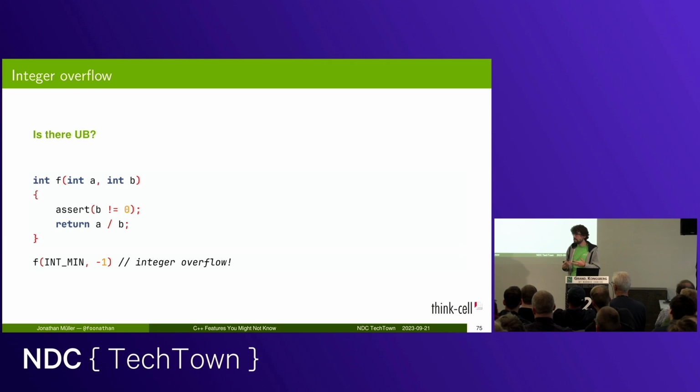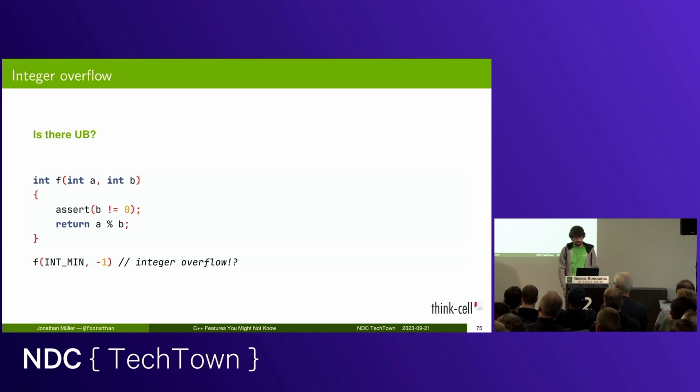I mean, in practice, it's a bad thing to say about UB, but in practice, int min divided by -1 will just stay int min, which is a fun property to have. Okay, division has a cousin, modulo, A modulo B. Is there undefined behavior there? Well, yes, there is. Int min modulo -1 is integer overflow, even though int min modulo -1 is 0, because int min is divisible by -1.